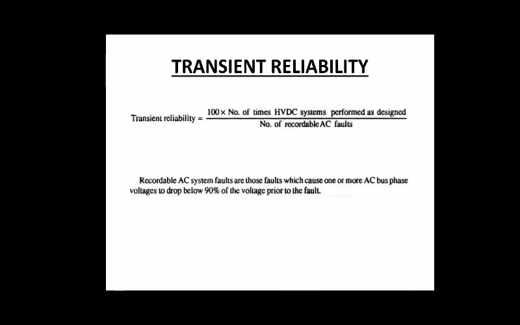Now transient reliability. Transient reliability is 100 into the number of times the HVDC system performed as designed, divided by the number of recordable AC faults. And recordable AC faults are those faults which cause one or more AC bus phase voltages to drop below 90% of the voltage prior to the fault, okay. So this is what transient reliability is.